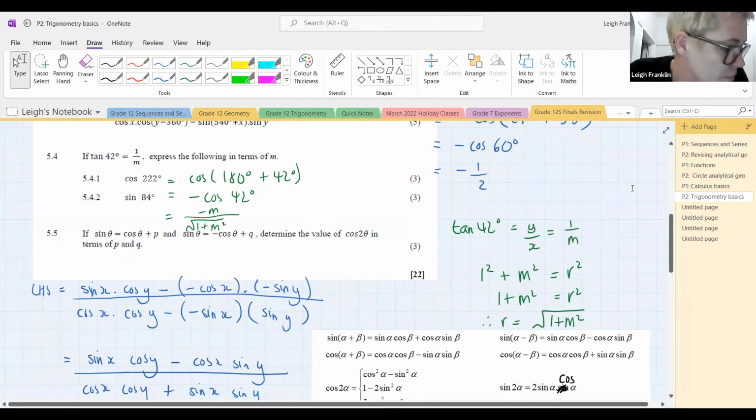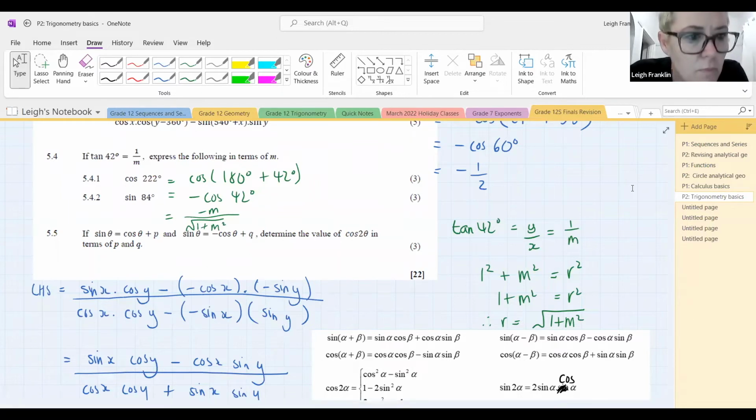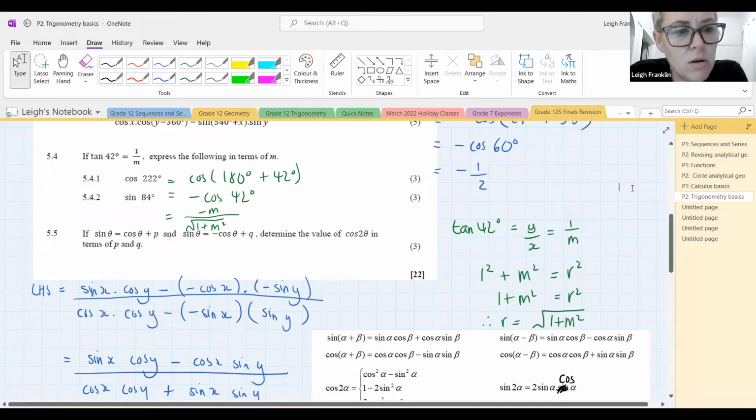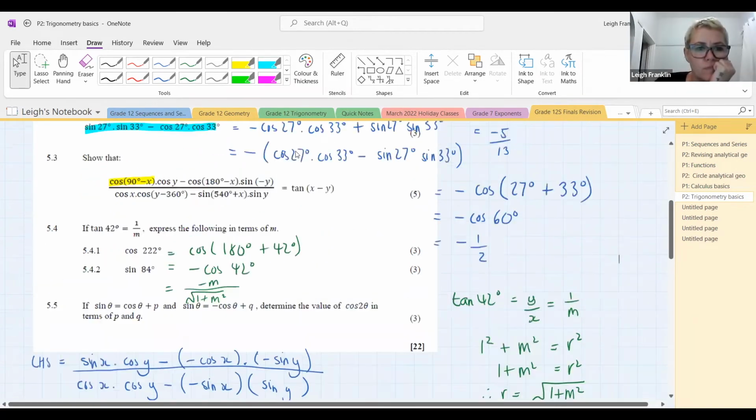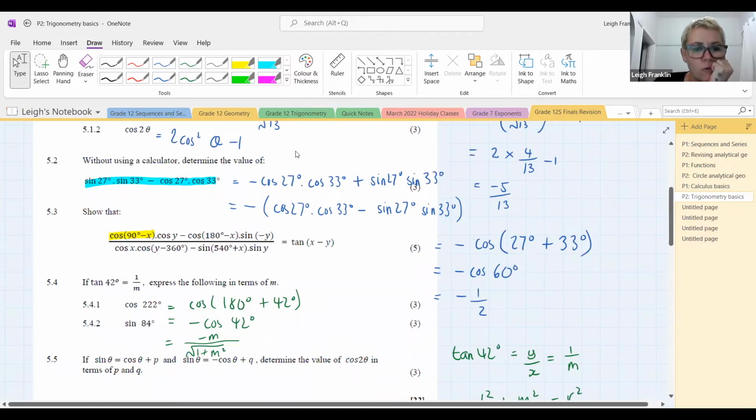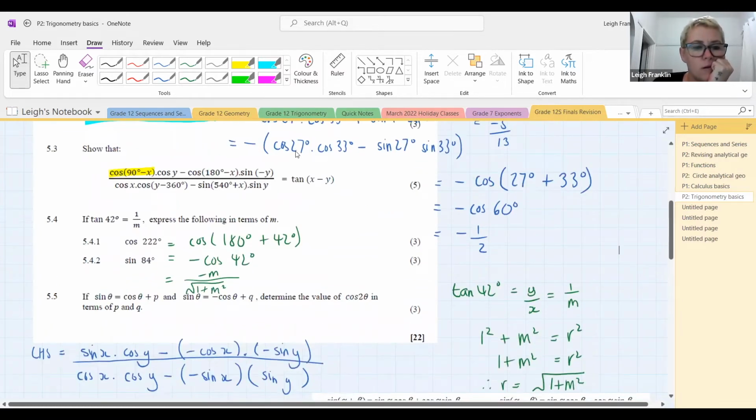Ma'am, for question 5.4.1, if I had to say cos 360 minus 138 is equal to 222, would it be correct? And then after that, I say 180 minus 42 is equal to 138, making it cos 42.